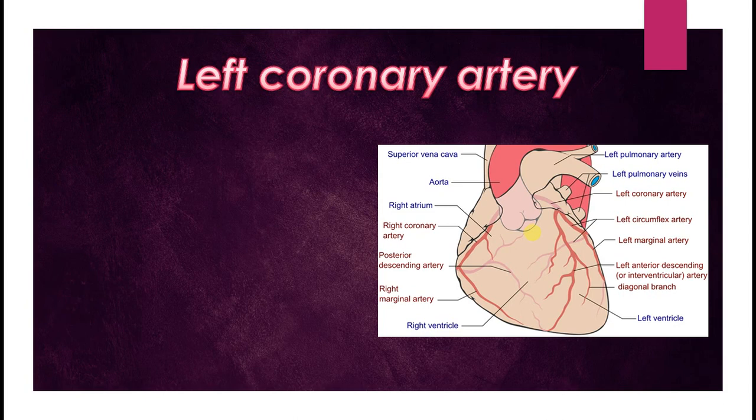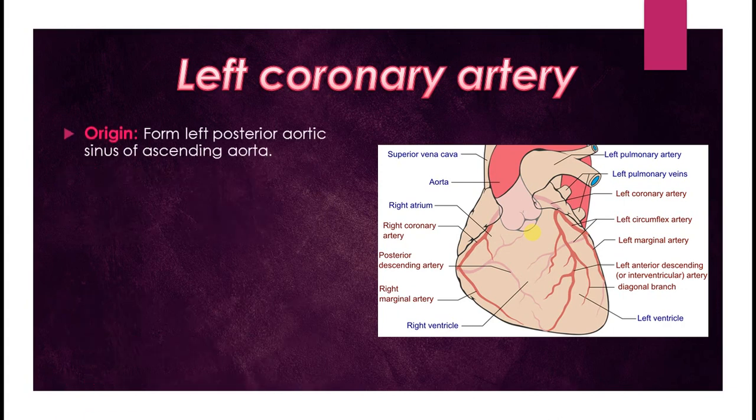Next, coming to the left coronary artery, it is wider than the right coronary artery. Second thing, it supplies a larger amount of myocardium as compared to the right coronary artery, because you all know that the left ventricle is thicker. It is 3 times thicker than the right ventricle. So it supplies a lot of the muscle of the heart.